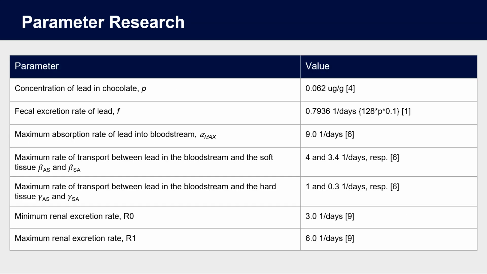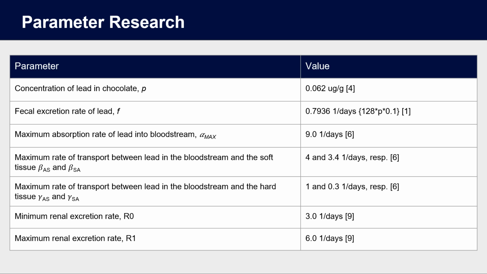To develop the appropriate values for each parameter, a literature survey was conducted. The concentration of lead in chocolate, P, was given as 0.062 micrograms per gram. The lead fecal excretion rate, F, was calculated as 0.7936 per day by multiplying the average fecal excretion rate times the average fraction of food consumed, that is chocolate, times the lead concentration in chocolate. The maximum rate of absorption of lead into the bloodstream, alpha max, was provided as 9 per day because all lead consumed must be either excreted or absorbed in the bloodstream within 9 hours of consumption.